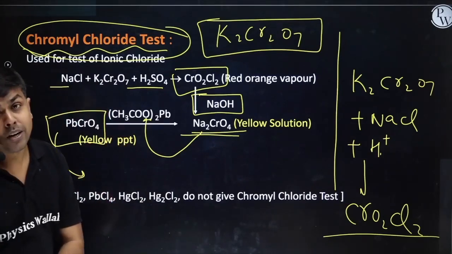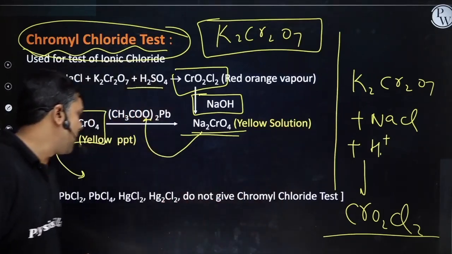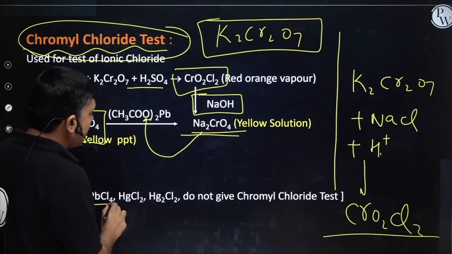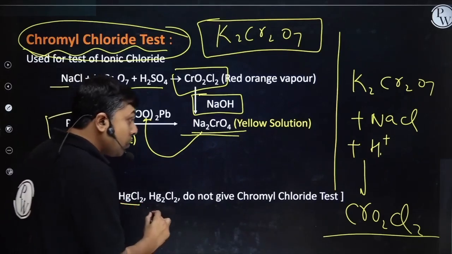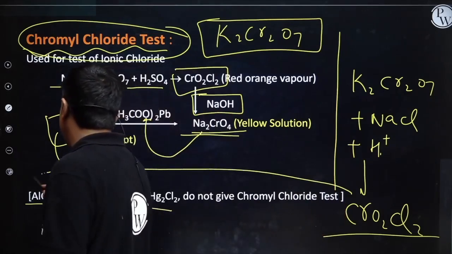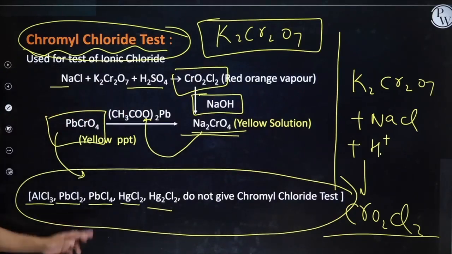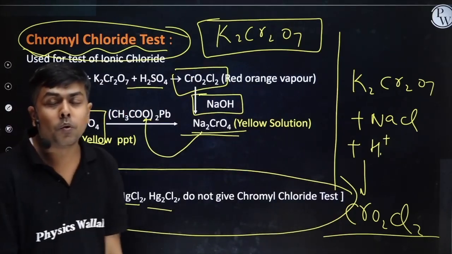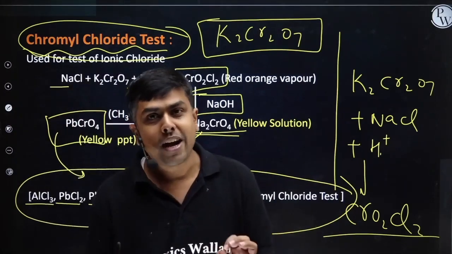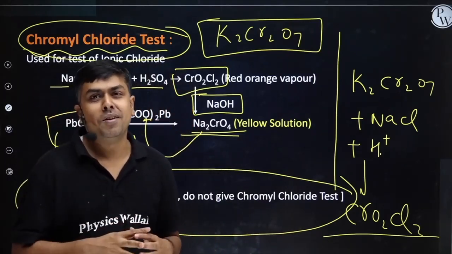Basically it's one of the important tests that we perform in the lab. I hope you have done this particular test. Student, compounds like AlCl3, PbCl2, PbCl4, HgCl2, Hg2Cl2 don't give the chromyl chloride test. This one is once again important. Lead chloride, HgCl2, Hg2Cl2, all these compounds do not respond towards the chromyl chloride test. Am I clear? Shall I move ahead? Let's move ahead now.